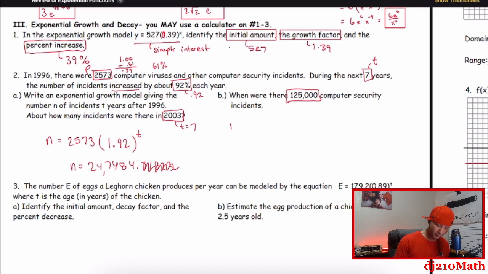All right, so 125 equals 2573, 1.92 to the T. All right, so you can start just hand jamming numbers in for T, or you can graph this right side and graph the left side and see where they intersect. It's not a lot more, actually. It's actually less than 7.